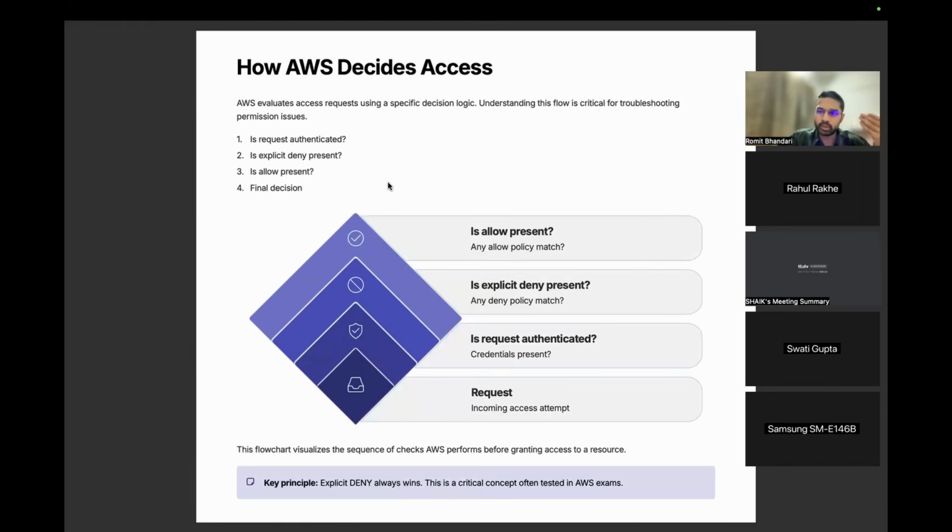So you start with first checking if allow is present, if deny is not present, and then if request is authenticated, and then finally the decision. Okay, so it happens like this. The order would be request authenticated, explicit deny, you check, and then if allow is present. So if deny is not present, then you check for allow, and then the final decision. That's what would be the order.